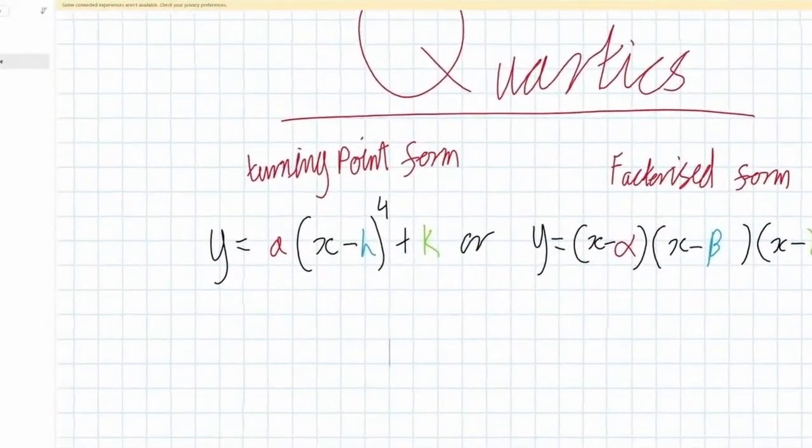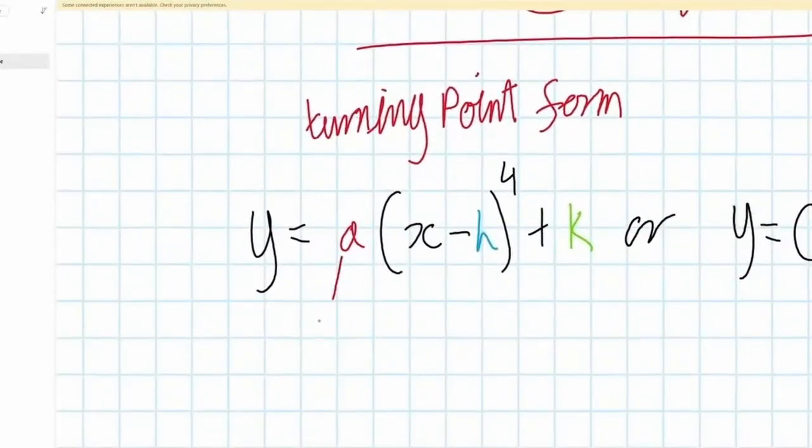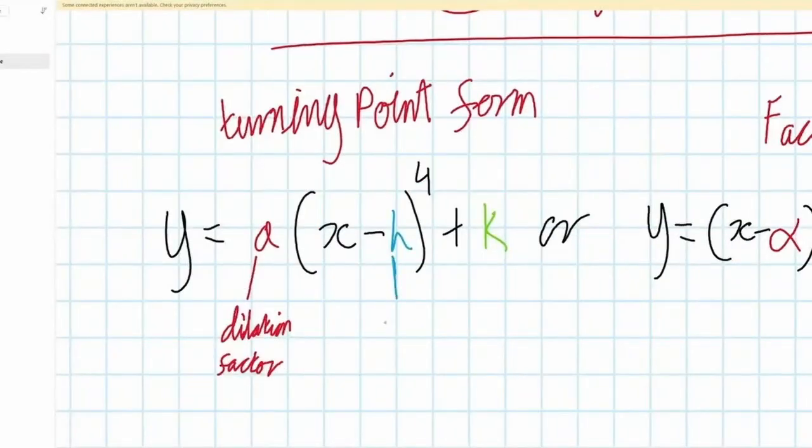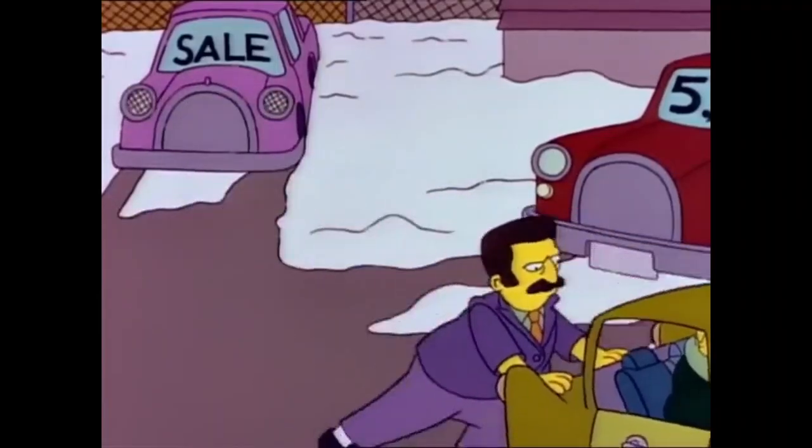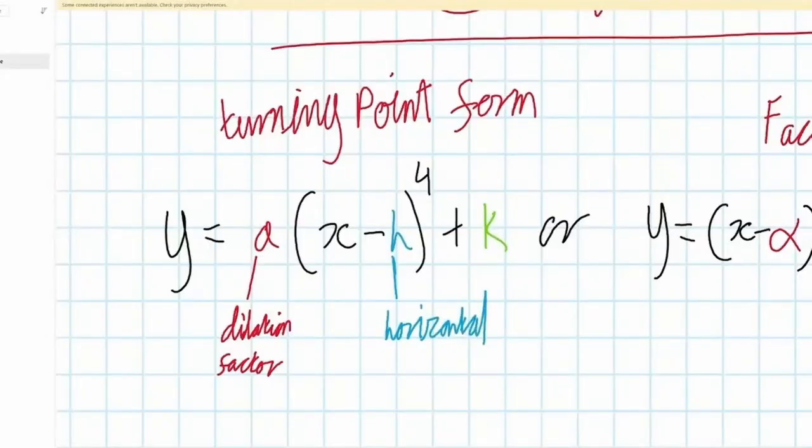Looking at our turning point form, we have a, and just like in every other type of graph, a stands for the dilation factor. We then have the horizontal translation factor, which is h. Horizontal translation. We have our vertical translation here, which we represent with the letter k. And so with all of that, let's jump in to see how these affect the shape of our graph.